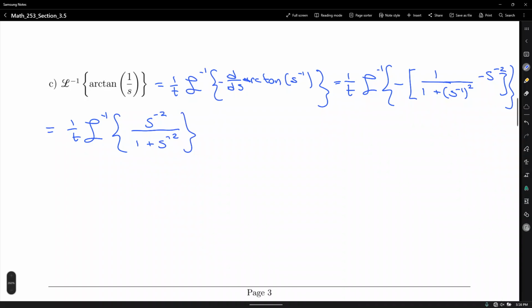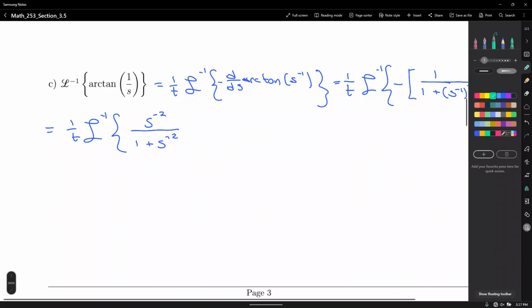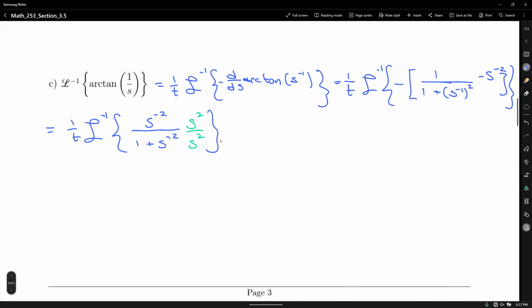But hold on, we don't have inverse transform formulas for functions of s with negative exponent. Well, we're going to do a little trick here. Multiply and divide by s squared, essentially to simplify the complex fractions together.